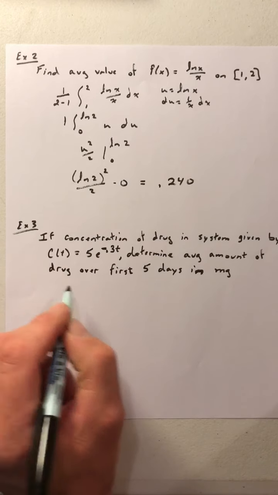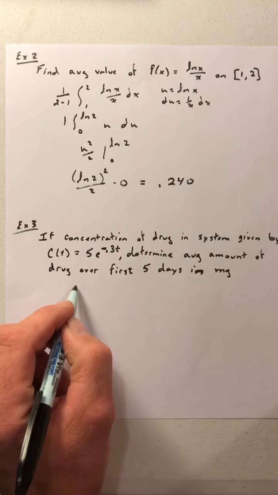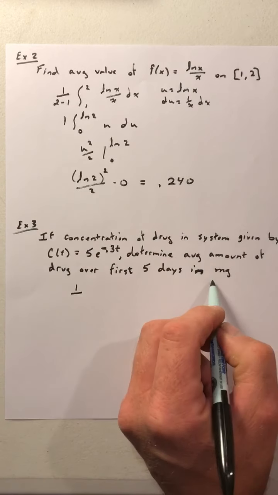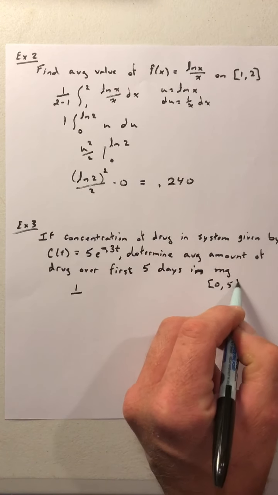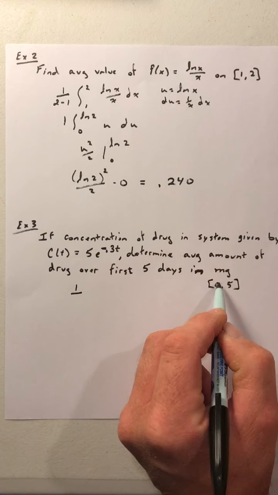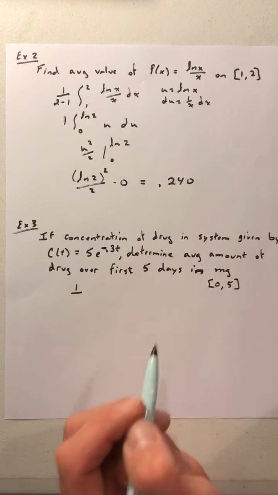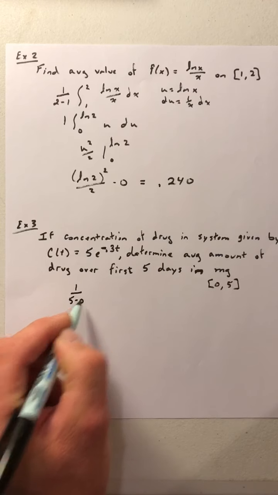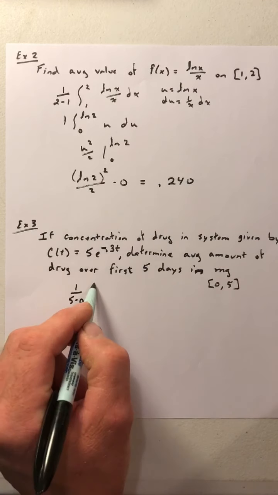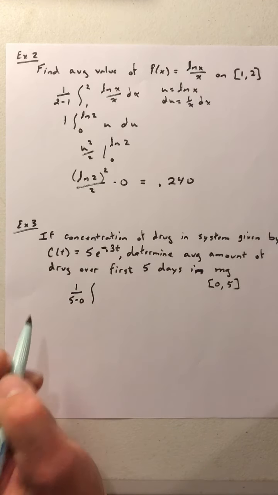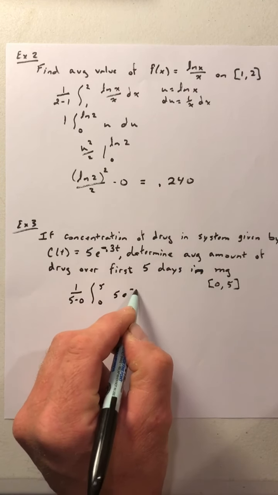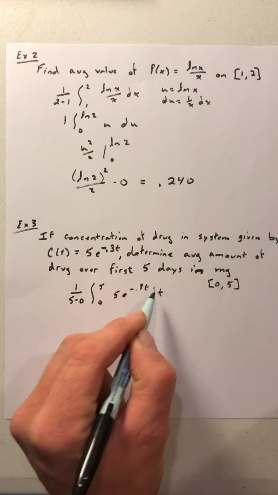So what's going to happen is we're looking at the first 5 days, so we know that our interval is from 0 to 5, since we take it on the 0 day or at the beginning, and we end on the 5th day. So we have the 1 over 5 minus 0 gives the average. And then we're going from 0 to 5 of 5e to negative 3/10 t dt.